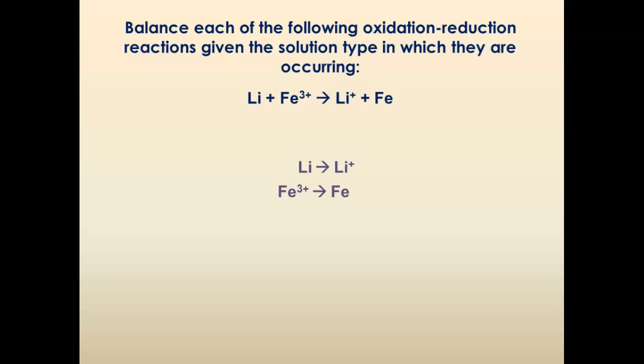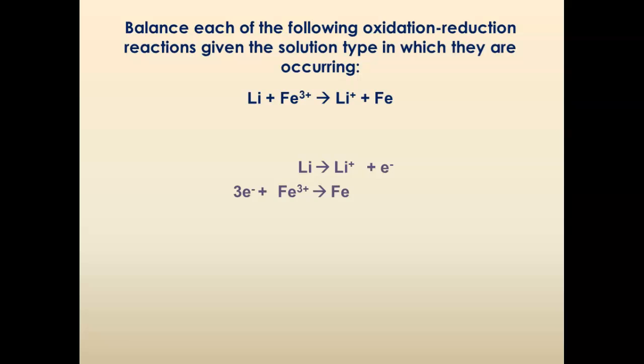But I'm not balanced by charge. So if I look at that first half equation, I can only balance by charge by adding negative electrons. So I add them to the side that's more positive. So in the lithium half reaction, I would need to add 1 electron to the product side to balance out the lithium positive ion that formed. For the iron 3 half reaction, I would need to add 3 electrons to the reactant side to balance out the charge of iron 3 with the iron atom formed on the product side.